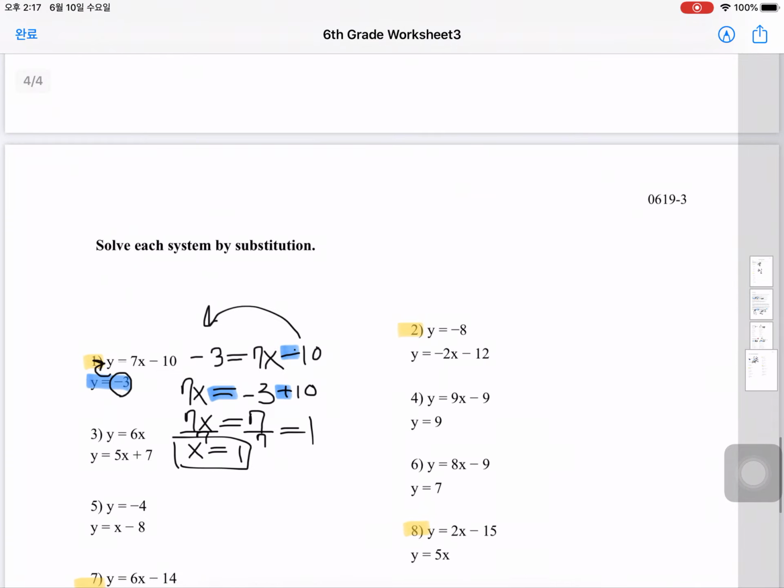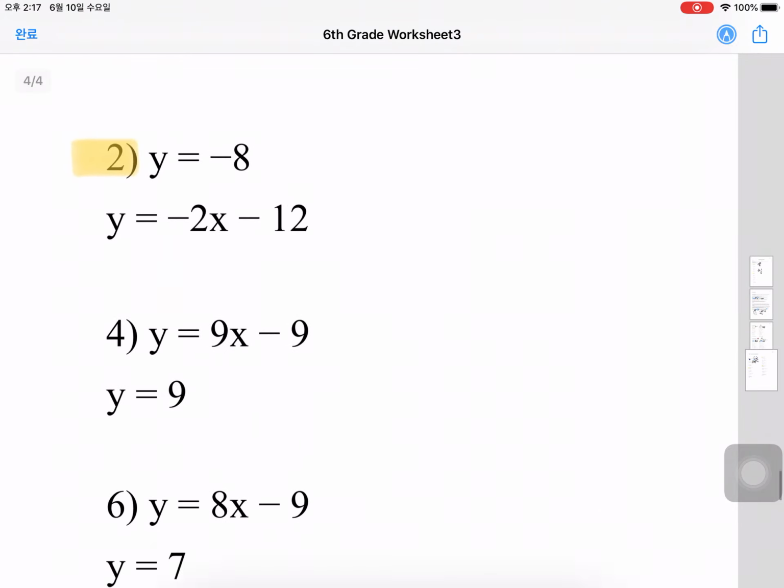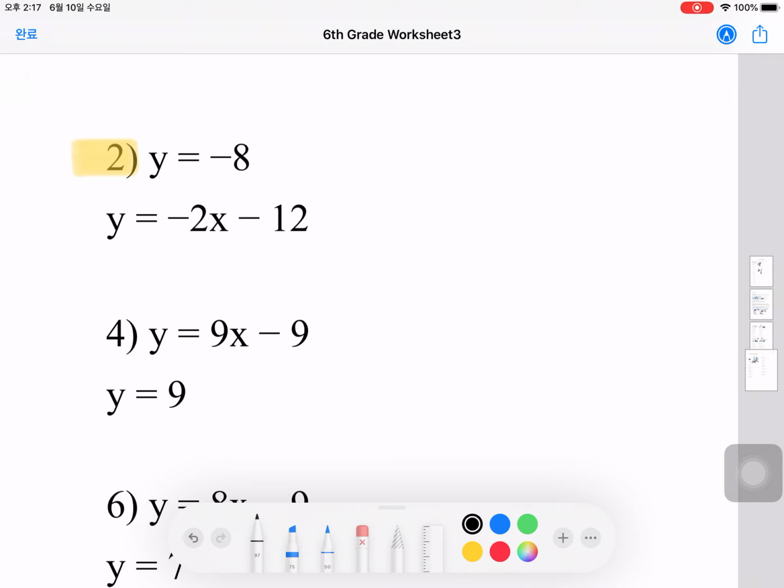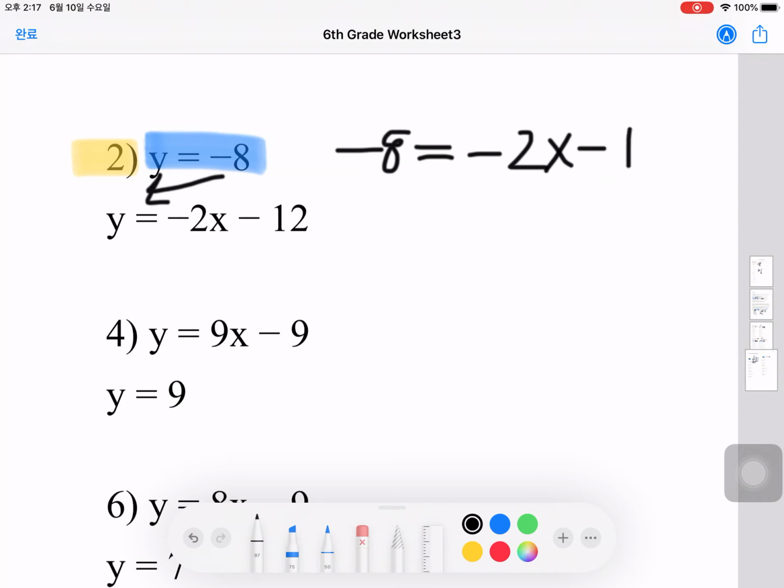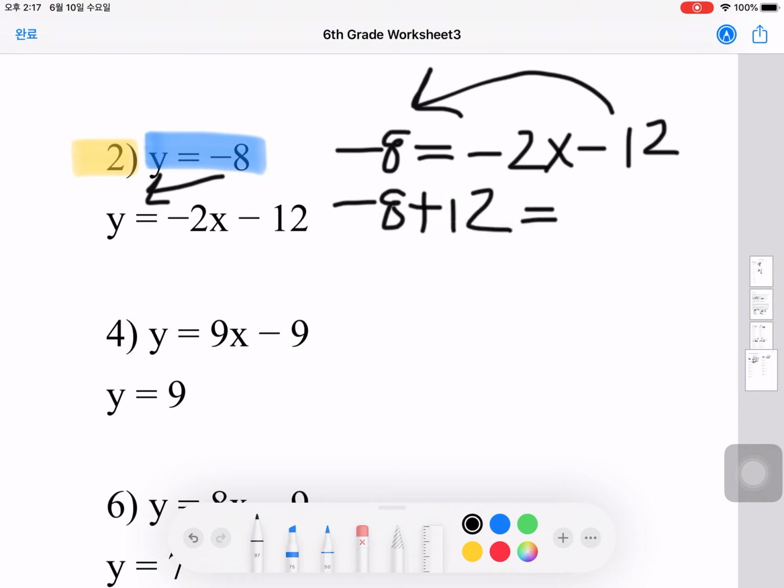A little confused, right? It's okay, it'll get easier. Let's try the next one. So this time, we're going to put in negative 8 for y. So if we write the question, negative 8 equals negative 2x minus 12. So this time we want to move this to this side. So that would be negative 8 plus 12 equals negative 2x.